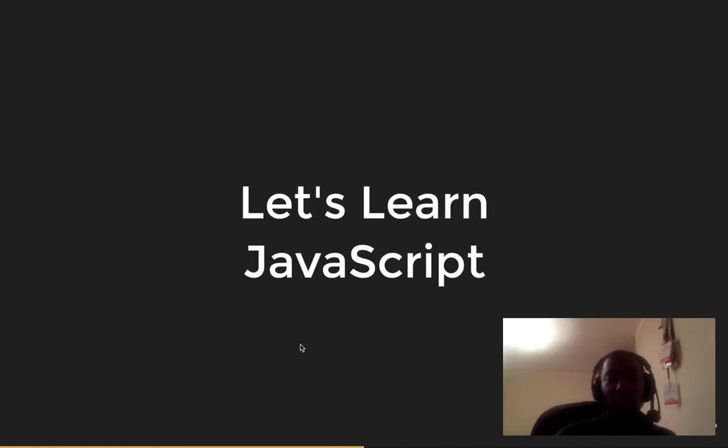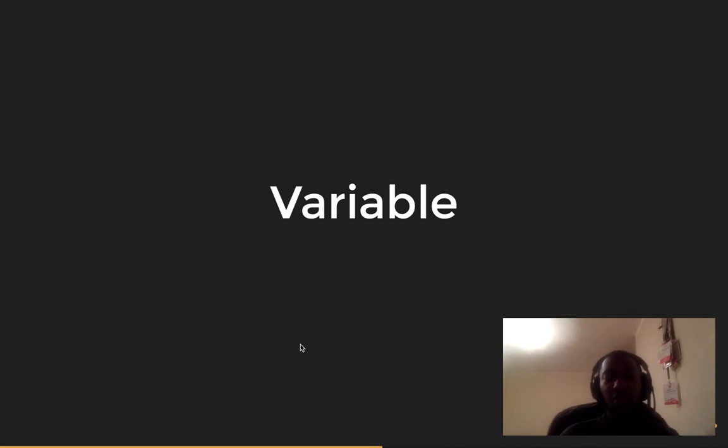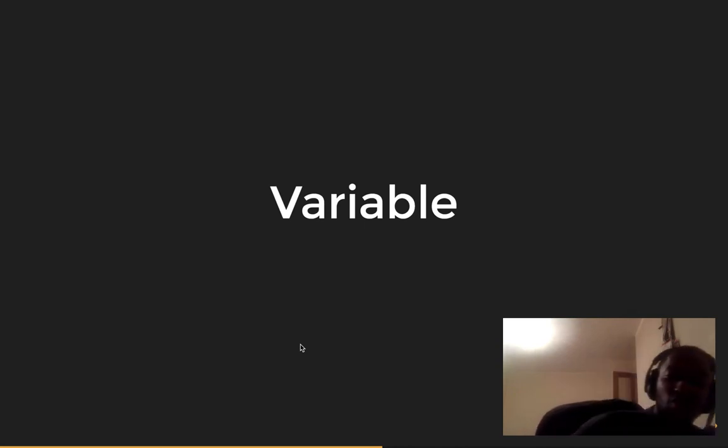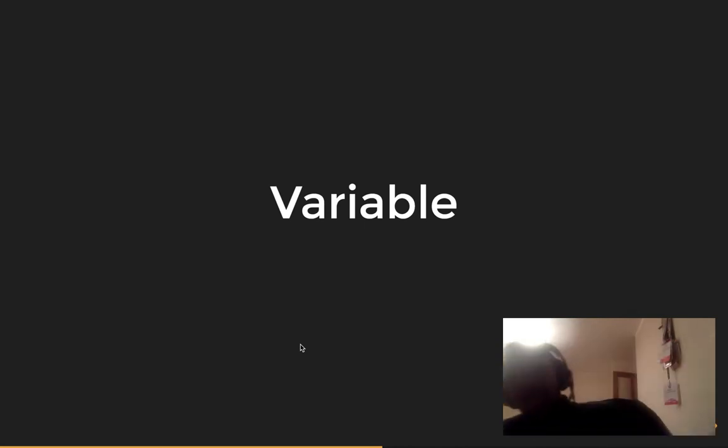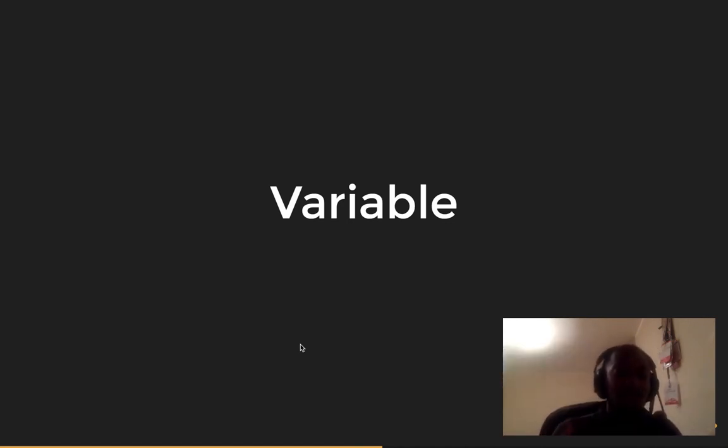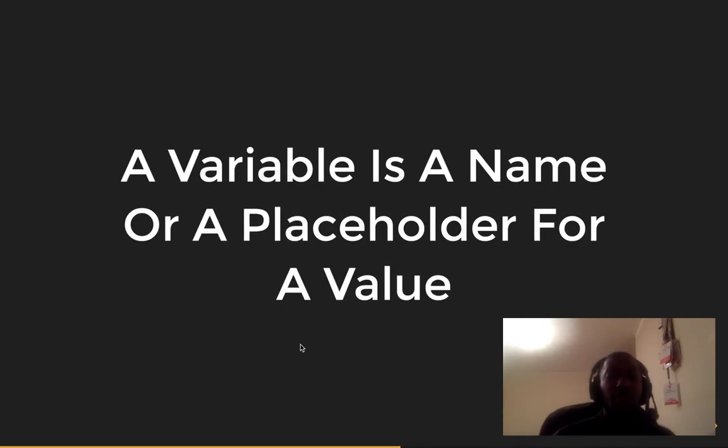So let's learn some JavaScript. We're going to start with what a variable is. And this is not particular to JavaScript only. A variable is a common programming concept. All the concepts I'll cover are common programming concepts, but I'll show you how JavaScript takes its own approach to creating variables. So what is a variable? A variable is a name or a placeholder for a value. Now, what does that even mean?